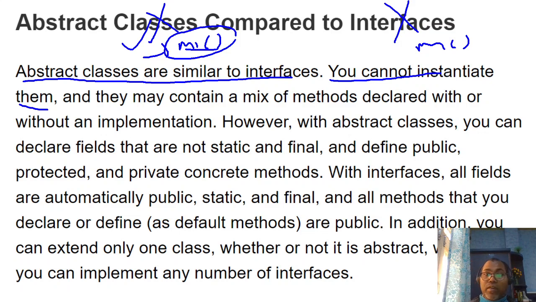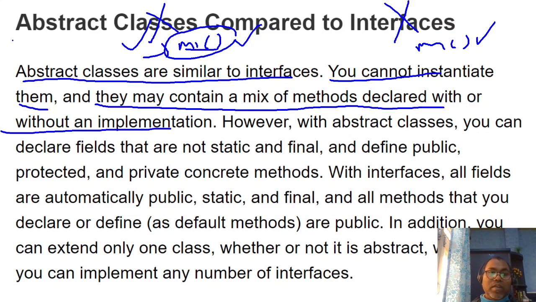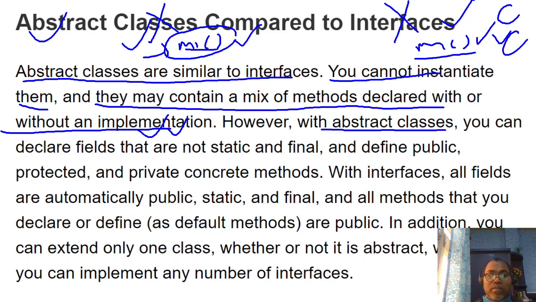Okay, why? Because some methods are not implemented. So they can contain a mix of methods with or without declaration. In the case of an abstract class, you can write instance methods with implementation or without implementation. But in the case of an interface, all the instance methods are without implementation; only default and static methods can be given a definition. Okay, with abstract classes you can declare fields that are non-static, non-final.